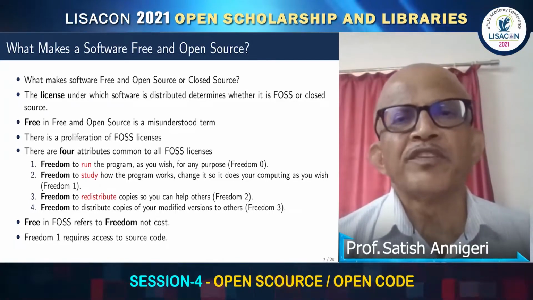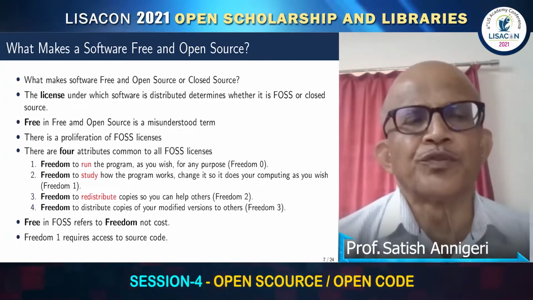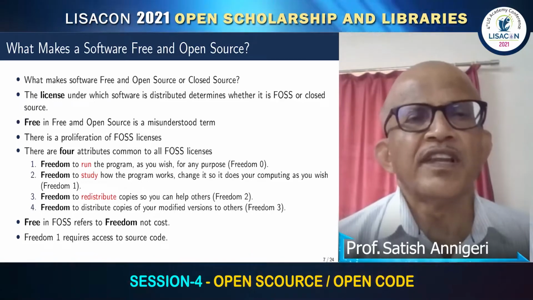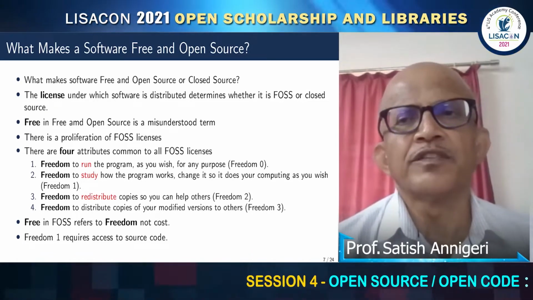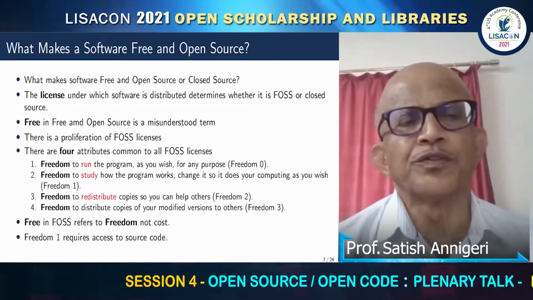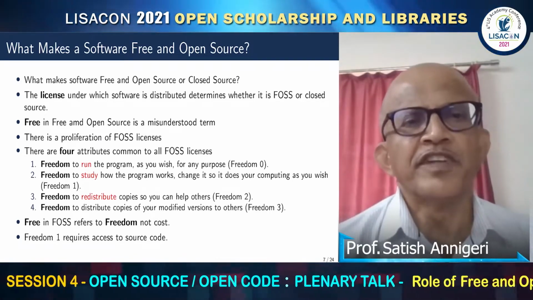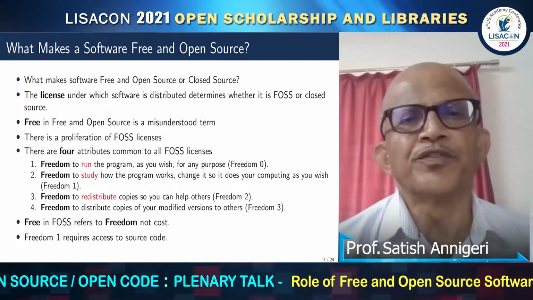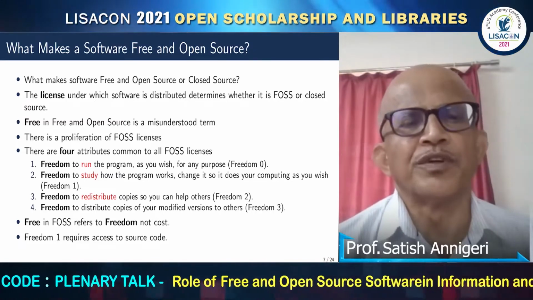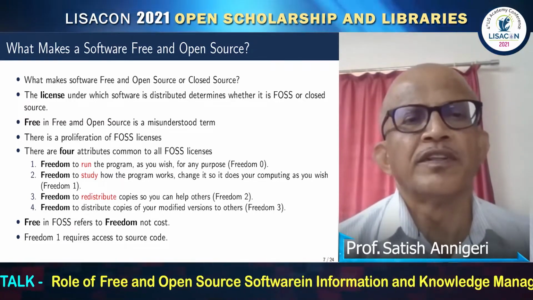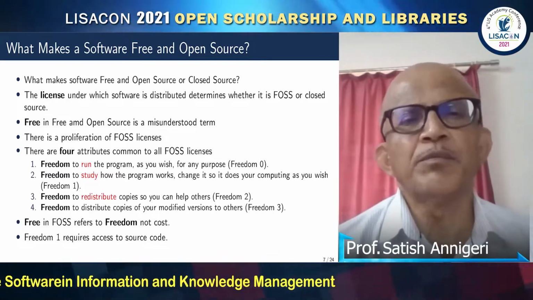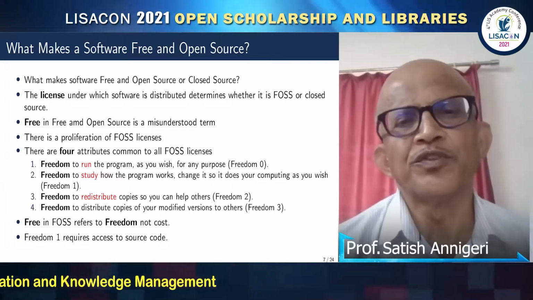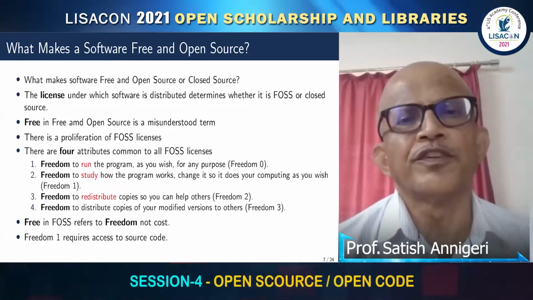Let us first take a look at what makes a software free and open source and what makes the software closed source. It is the license under which the software is distributed which determines whether it is FOSS or closed source. The word free in free and open source is a misunderstood term. Therefore, there is a proliferation of FOSS licenses, and therefore there is some amount of confusion amongst end users regarding what a FOSS license is.